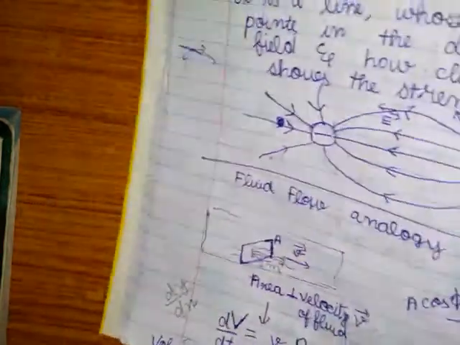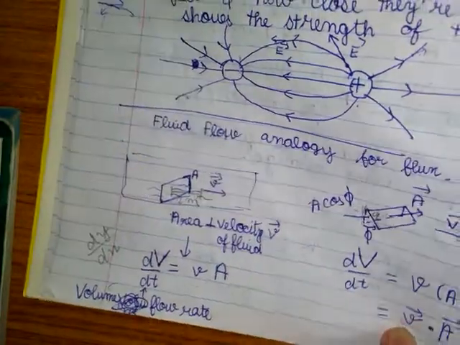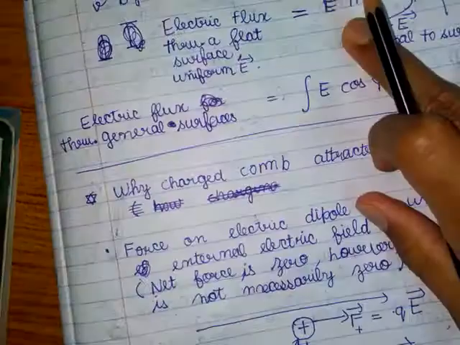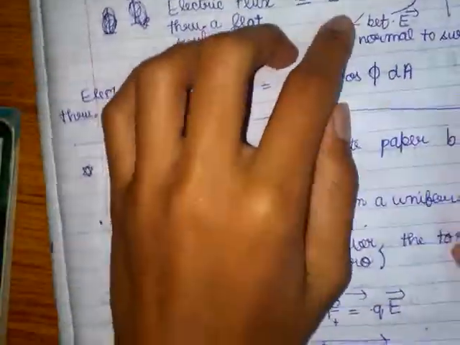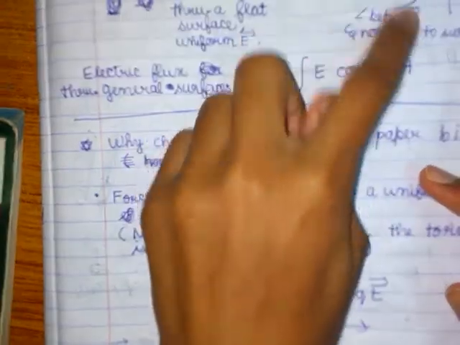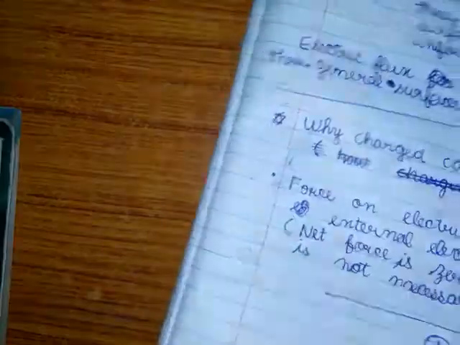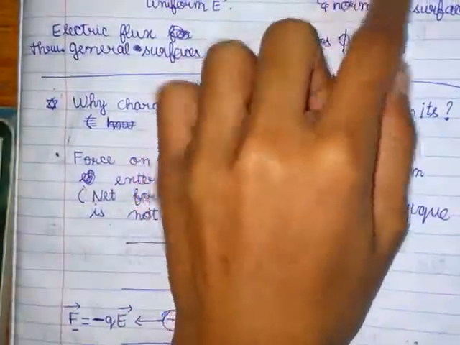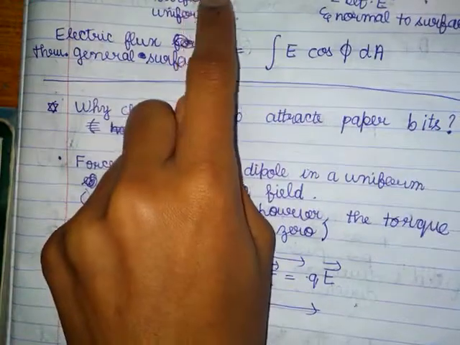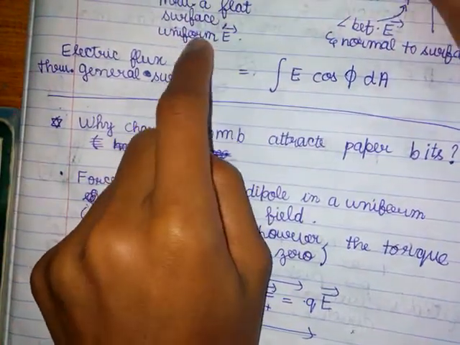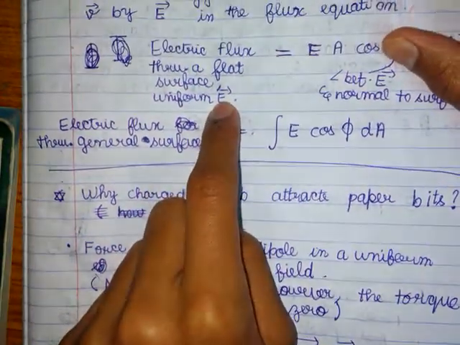And similarly we can replace the velocity by the electric field, and the area stays the same. So we have electric flux equal to E A cos phi. Here we had the volume flux as v A cos phi, and the electric flux is E A cos phi. That's it. So that's the flux through a flat surface with a uniform electric field.